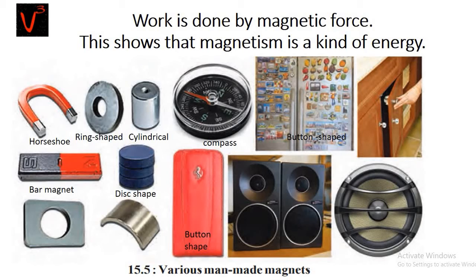When a magnet attracts an object, that object is displaced due to the magnetic force. In places like factories, ports and garbage dumps, large objects are shifted from place to place. For this purpose, cranes with magnets are used. Work is done by magnetic force. This shows that magnetism is a kind of energy.